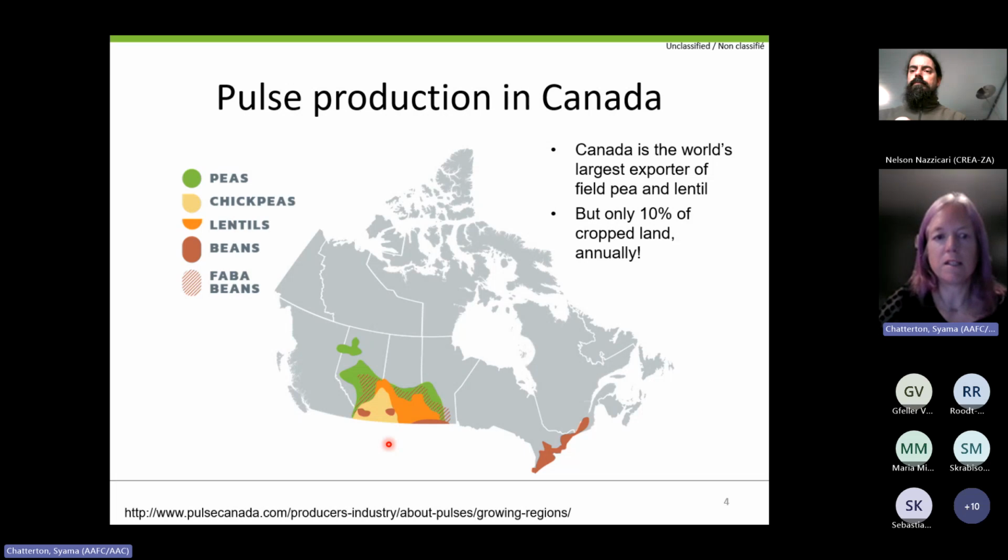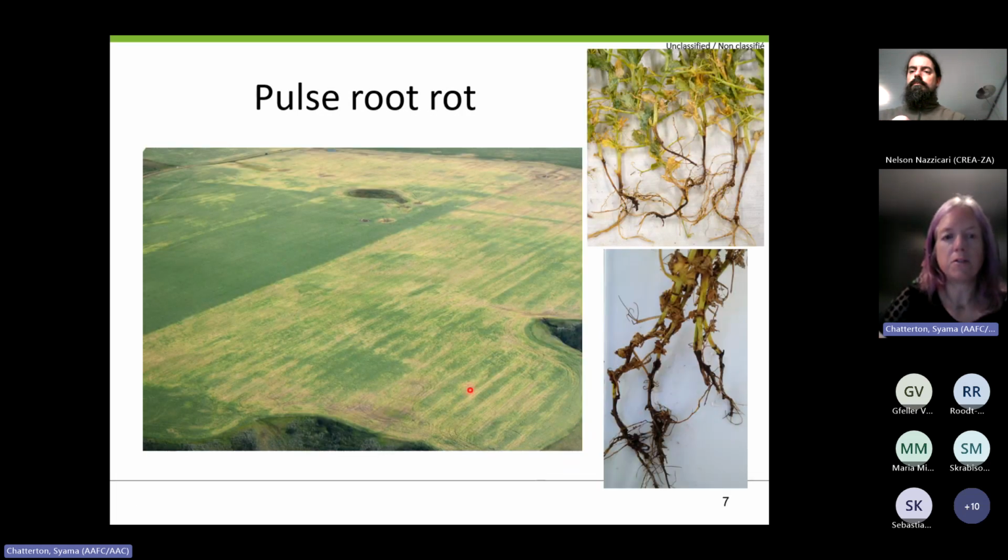Right now, it's a fairly small acreage, and really what we're finding is that it's starting to replace peas. And the reason why we're looking at faba beans replacing peas is because of the major problem that's occurred in the past 10 years or so, where these pulse root rots, both peas and lentils, really exploded onto the scene in about 2011 and 2012.